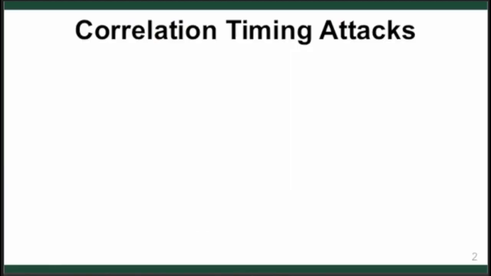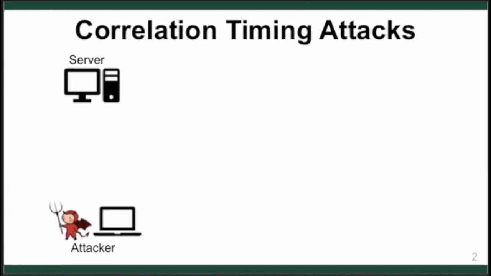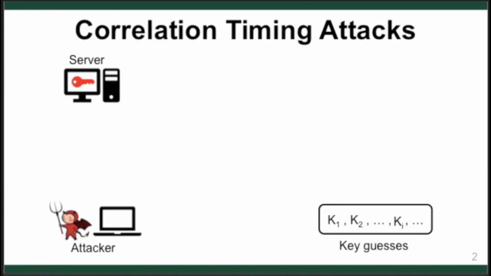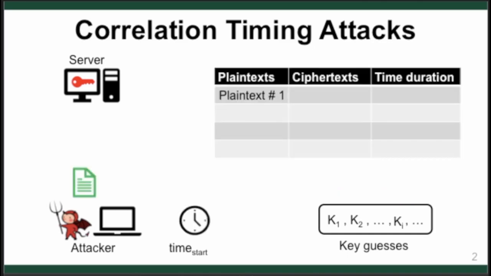Correlation timing attacks have been studied extensively on CPUs. In these attacks, the goal of an attacker is to find the correct encryption key on the server from the available key guesses. For this purpose, the attacker encrypts a plain text on the server under attack and records the resulting ciphertext and the corresponding execution time. The ciphertext helps to establish a relationship between the encryption key and the execution time.